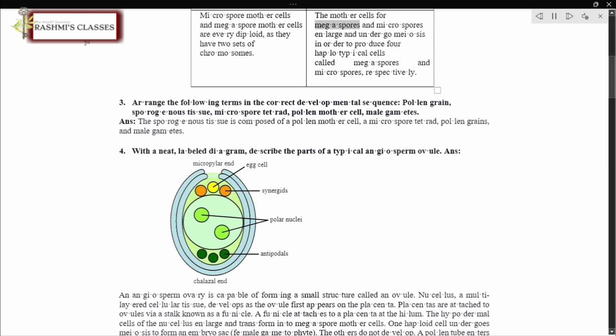The mother cells for megaspores and microspores enlarge and undergo meiosis in order to produce four haploid cells, called megaspores and microspores, respectively. Arrange the following terms in the correct developmental sequence: pollen grain, sporogenous tissue, microspore tetrad, pollen mother cell, male gametes. ANS. The sequence is sporogenous tissue, pollen mother cell, microspore tetrad, pollen grains, and male gametes.